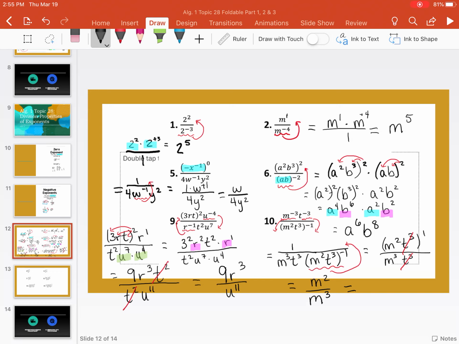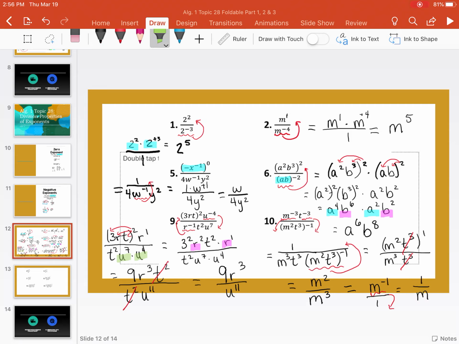Now, if we want to subtract this, 2 minus 3 is m to the negative first power. Now, in order to rewrite this, we can write this by bringing this value to the denominator, because this is really over 1. And we would get 1 over m.